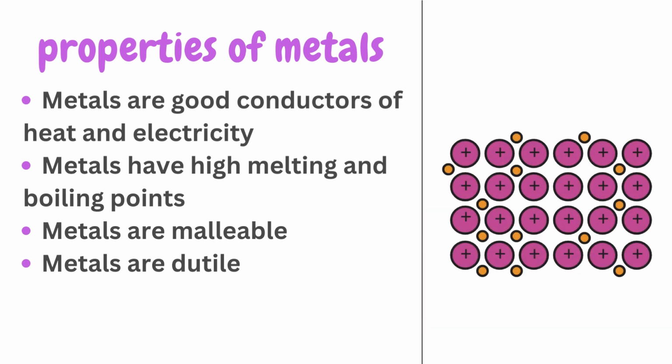Both of these properties are due to the layers of atoms in a metal lattice being able to slide over each other without breaking the metallic bond. The delocalized electrons allow the atoms to move past one another while still maintaining the metallic bond, which is why metals can be shaped and stretched so easily.